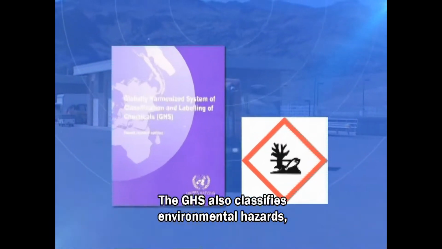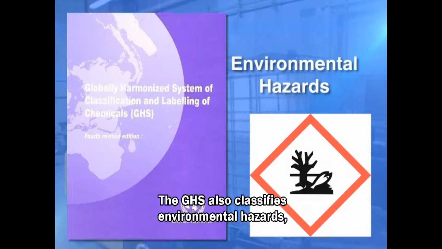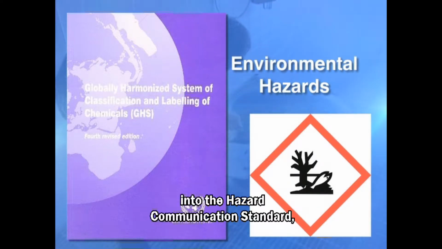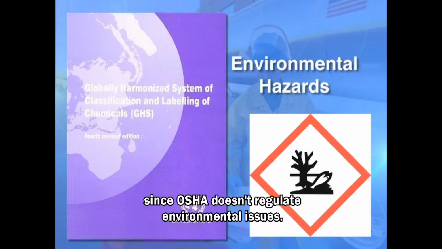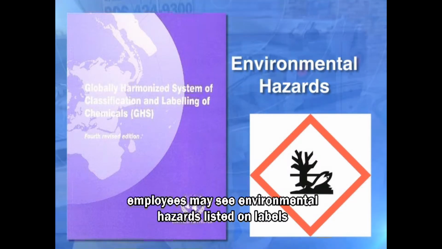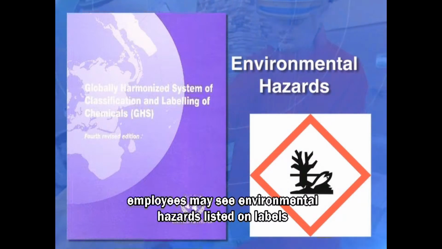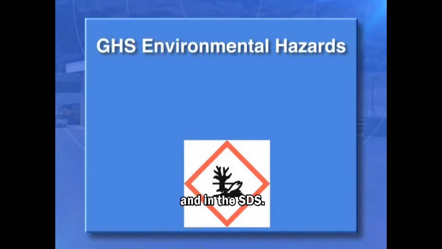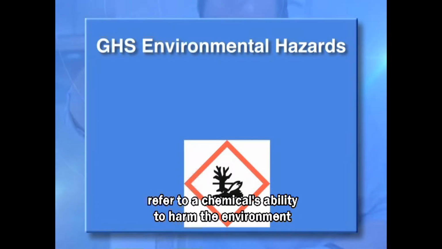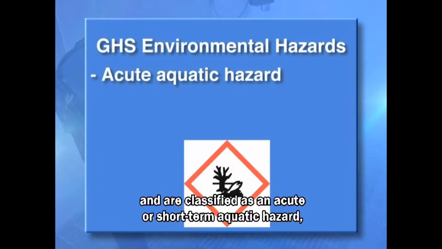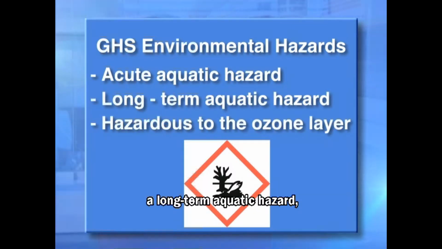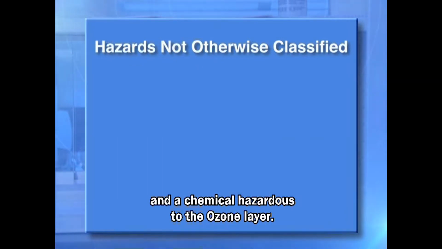The GHS also classifies environmental hazards, but those classifications were not adopted into the Hazard Communication Standard since OSHA doesn't regulate environmental issues. However, employees may see environmental hazards listed on labels and in the SDS. Environmental hazards refer to a chemical's ability to harm the environment and are classified as an acute or short-term aquatic hazard, a long-term aquatic hazard, and a chemical hazardous to the ozone layer.